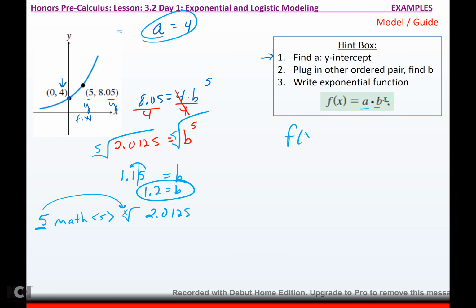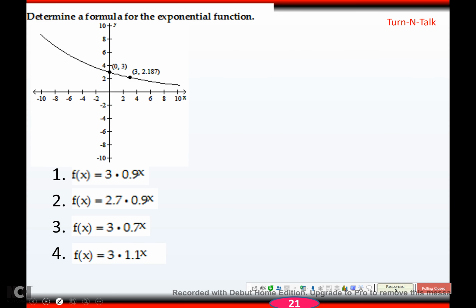And I have a function f of x equals a times b to the x, where b is 1.2. Okay, so you do it just the same. It's just that this time you don't have a choice of the second ordered pair to plug in. You're going to have to plug in the one they give you. All right, so you try this one. Come back when you're ready.